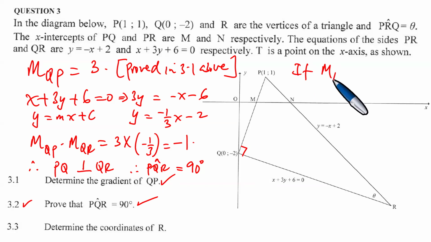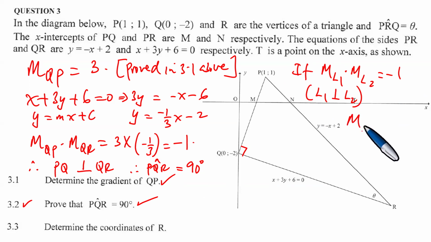If the gradient of line 1 times the gradient of line 2 equals -1, it means in theory that line 1 is perpendicular to line 2. If the gradient of line 1 is equal to the gradient of line 2, it means that line 1 is parallel to line 2. If two lines have equal gradients, they're parallel to each other. If the product of the gradient of line 1 times the gradient of line 2 is -1, the two lines are perpendicular to each other.